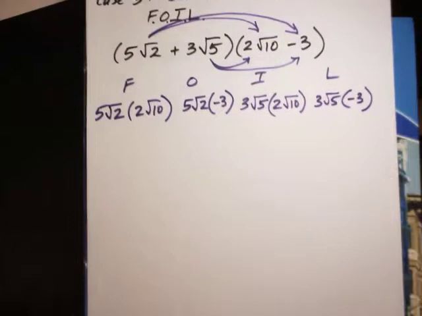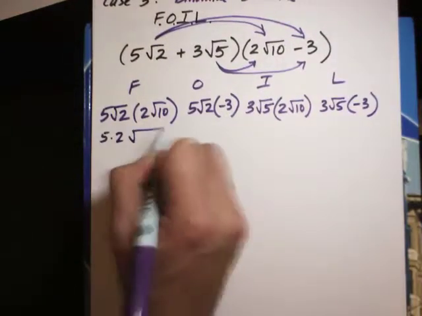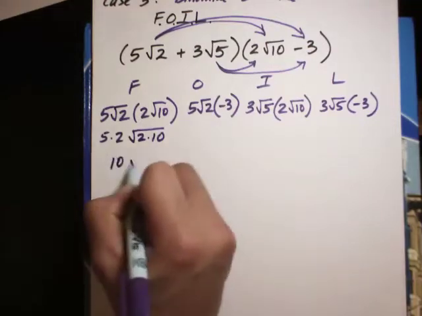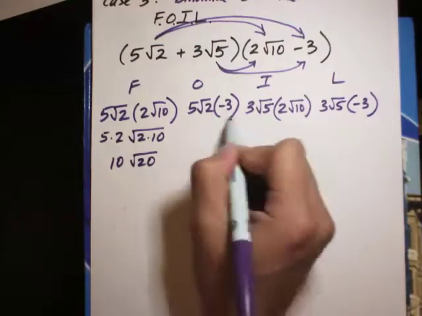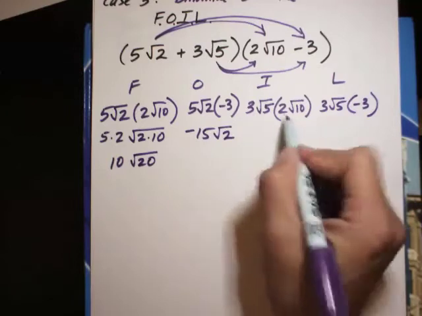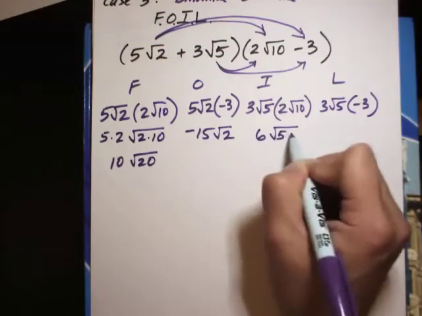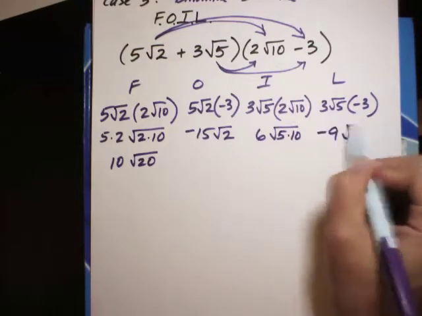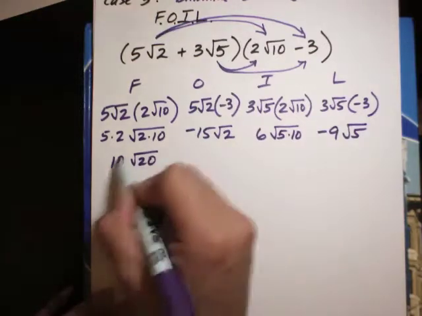So let's multiply together. Outsides, 5 times 2. And insides, 2 times 10. That gives me 10 radical 20. Here we have outside, outside, negative 15 radical 2. Here we have outside, 6 radical... Actually, it might be a good idea if I kept it written out. Outside, negative 9 radical 5.